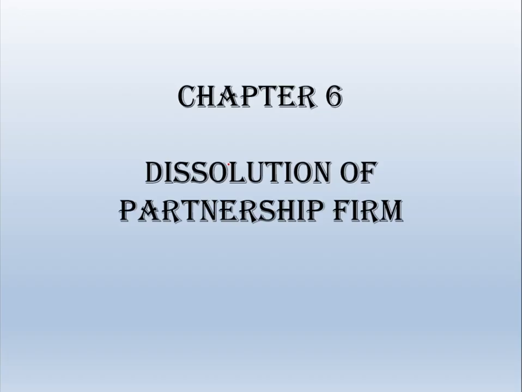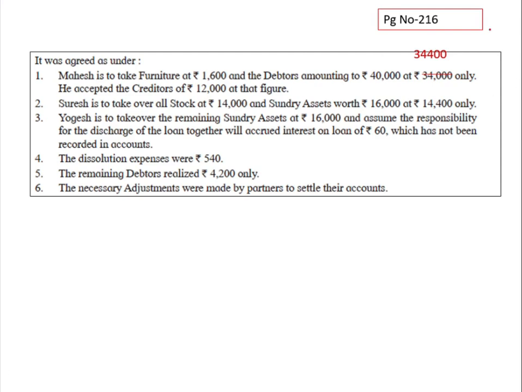Next, we'll move to chapter number 6, dissolution of partnership firm. Page number 216. Again here they have given only 34,000, but instead of 34,000 write 34,400. If you see the solution, there also they have taken this amount and they get the answer. So just cut 34,000 and make the correction 34,400.